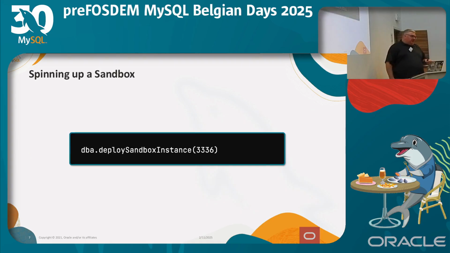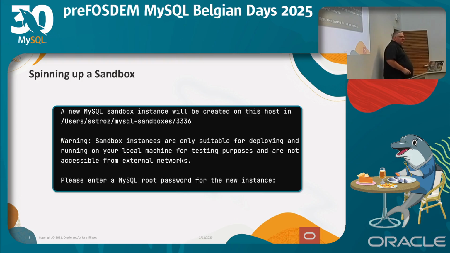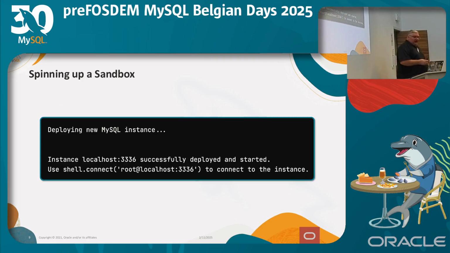To deploy a sandbox, you do dba.deploySandboxInstance, and then you pass a port number. There is a configuration block that you can also pass to this. You can pass the password that you want to use and some other information. But by typing in this command, you're going to get a message saying a new instance is going to be created and it's going to be stored in this particular directory. It gives you the warning about how you can't access them remotely and you shouldn't be using this for production. Because I didn't pass a password with the command, you have to enter it. And then after a couple of minutes, you'll get a message saying that the instance has been successfully deployed. And to connect to it, you use shell.connect root at localhost:3336 or whatever port number.